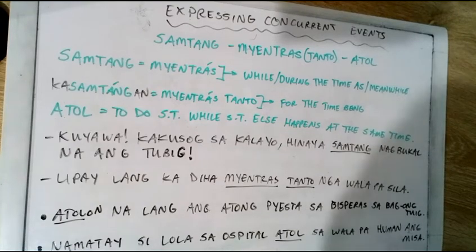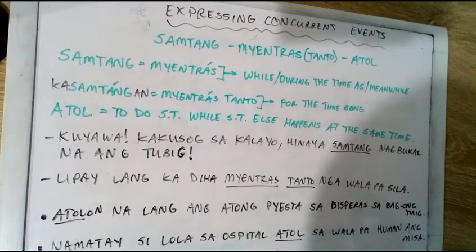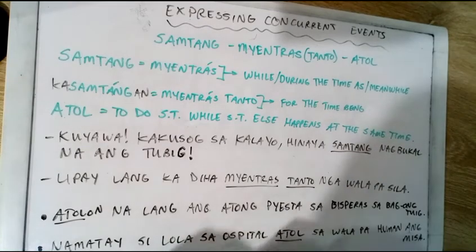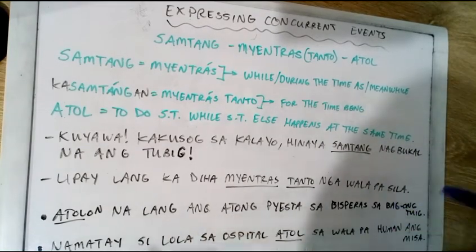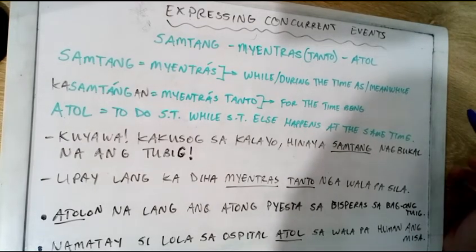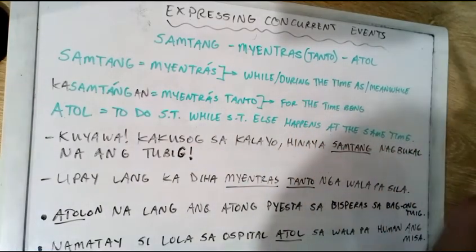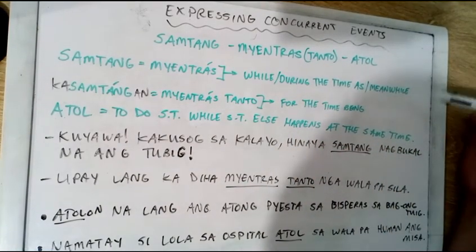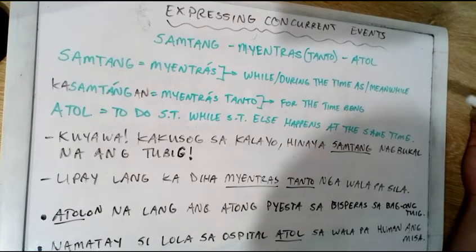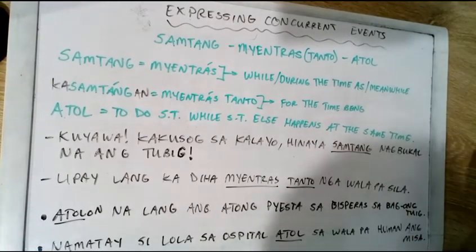Okay, alrighty, so let's talk about expressing concurrent events, right? Concurrent events, or simply events that are happening at the same time as other events. Now, we can express concurrent events using three words-ish kind of things, and you'll see what I mean. So we have samtang, mientras, and atol. The first two are really easy, so I'm just going to briefly go over those two really quick, and then I'm going to explain the last one in depth.